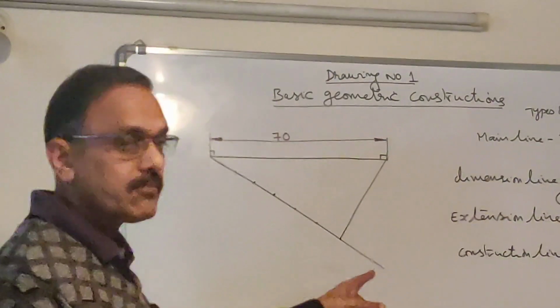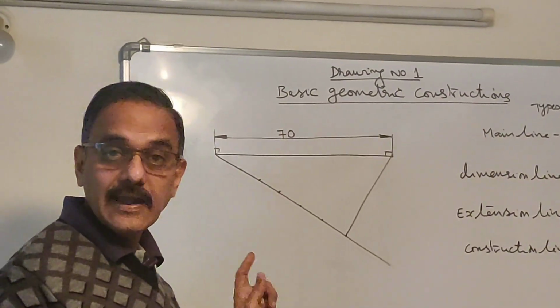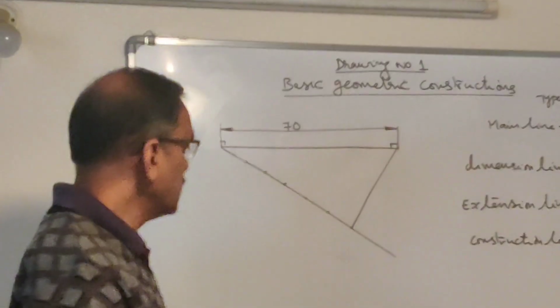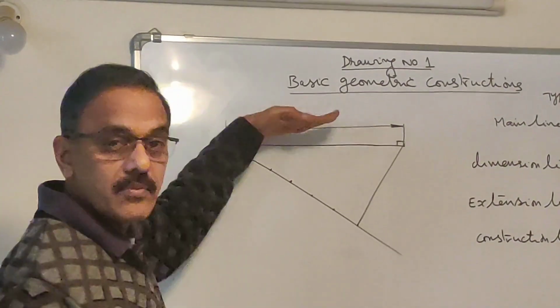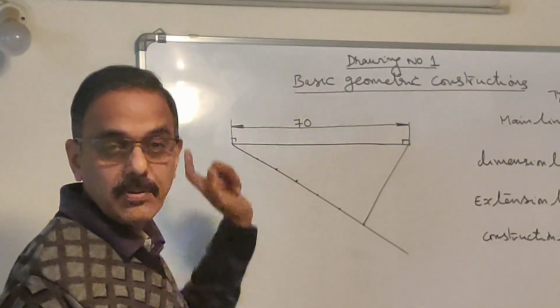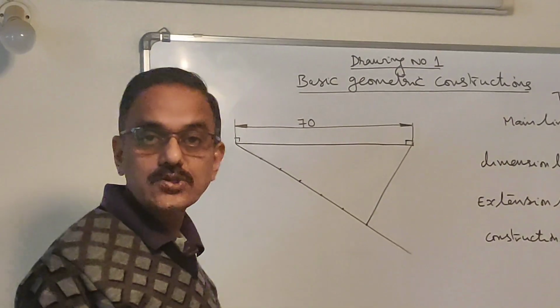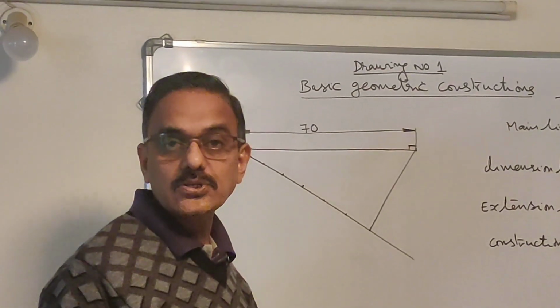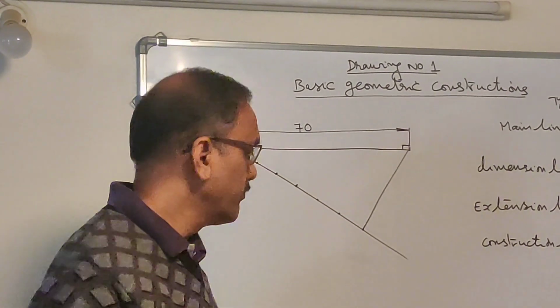So all the lines that I am drawing here are construction lines and should be made light. This is the only line that should appear dominating when you complete the exercise. All the remaining lines should appear faint. They should be light. Okay.